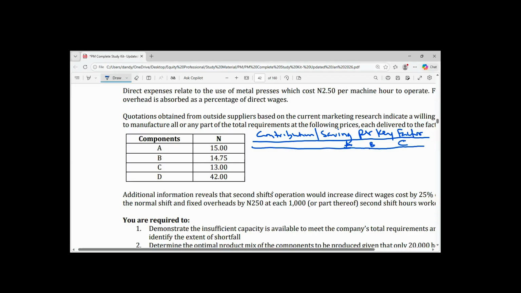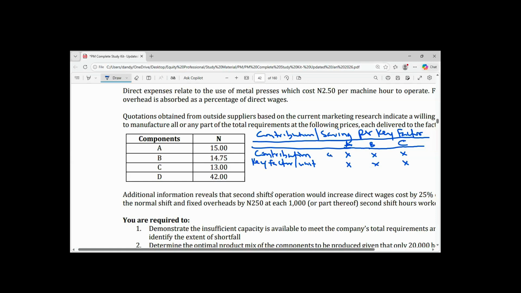Okay. Then the first item will be contribution or saving. Let's use contribution. So you then go and calculate contribution using the right formula for each of the products. Then the key factor per unit, which you have determined before in step 1. Key factor per unit, it could be labor hour per unit, it could be material kilogram per unit. Whatever it is, you put the key factor here.